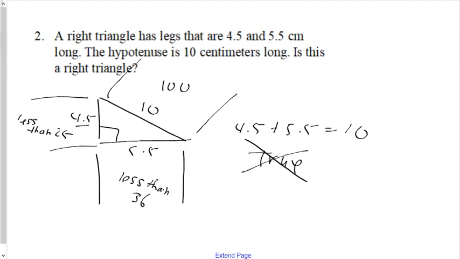Is it possible that a number that's less than 25 plus a number that's less than 36 will equal 100? It's impossible, isn't it? So therefore, it's false. If you actually wanted to work it out, you could do what 4.5 squared is and what 5.5 squared is. But we know that no matter what they work out to be, there's no way those two squares' areas will equal 100, and therefore it has to be false.